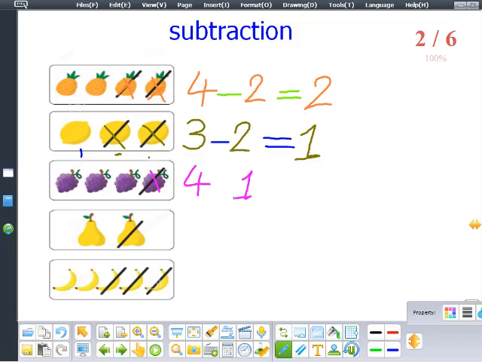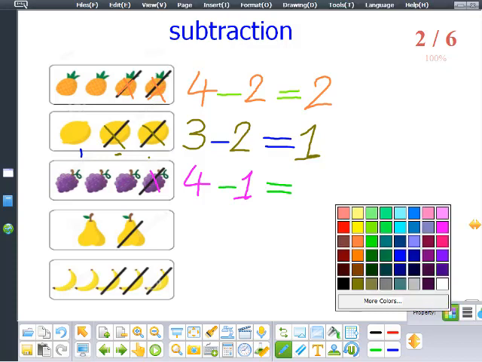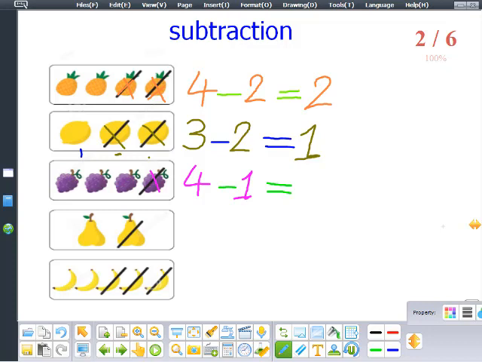When I take away, it means which sign? Think with me. Well, excellent. Minus. When I take away, it means minus. And then I put which sign? Excellent. Equal. So 4 minus 1 equals how many? Now what will we do? Well done. We'll count the other grapes. 1, 2, 3. How many grapes remain now? 3. So 4 minus 1 equals how many? 3.